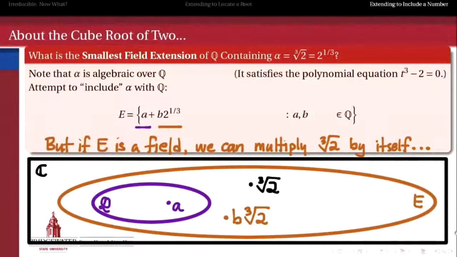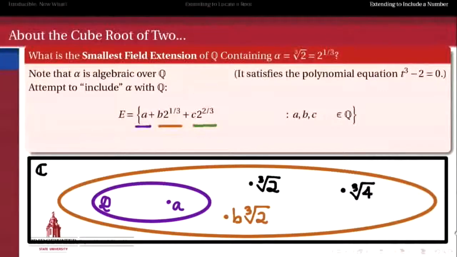But if this e is to be a field, that means it also needs to be closed under multiplication, which means we should be able to multiply the cube root of 2 by itself, for example, and remain inside of e. So it's not enough just to include the cube root of 2. We also have to include the cube root of 2 times the cube root of 2.